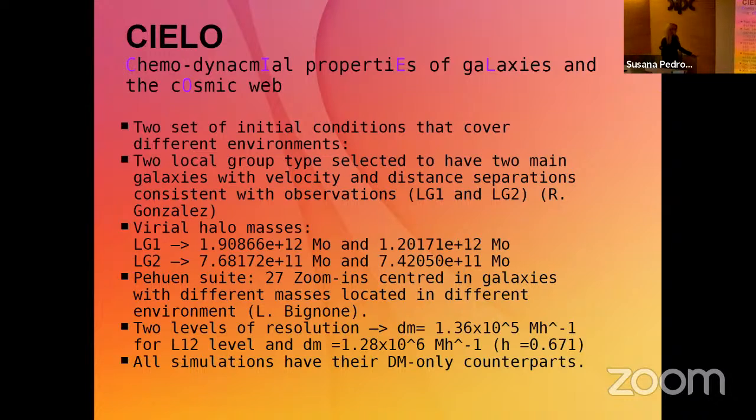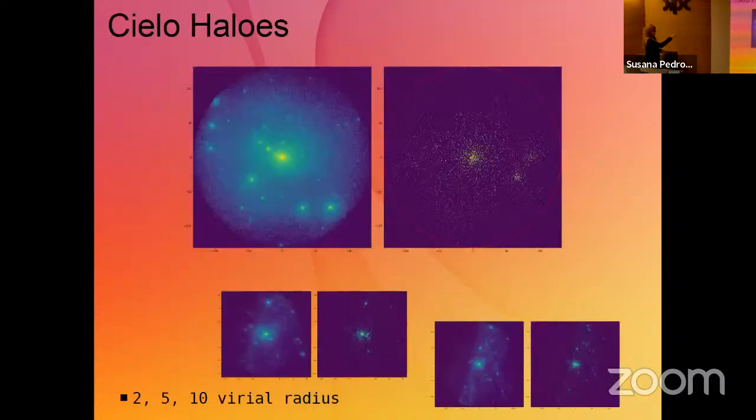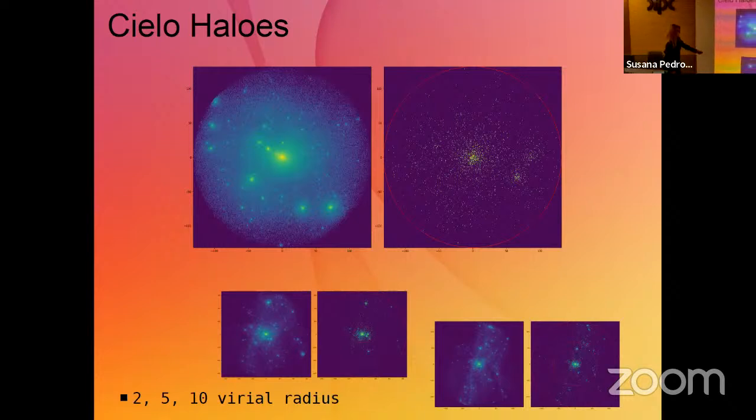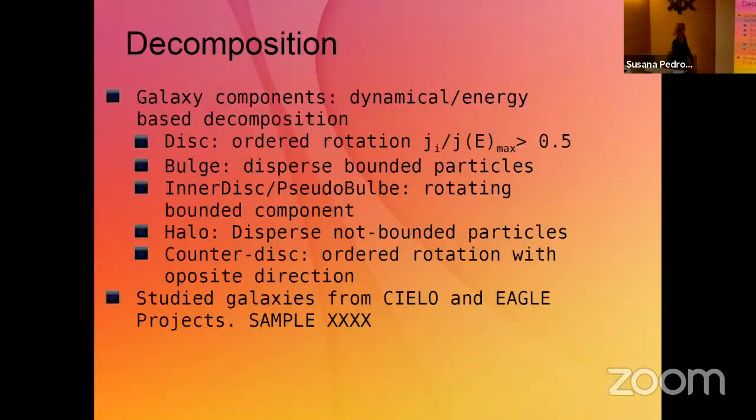In this case, we have 2 levels of resolution: 10 to the 5, let's say the high resolution ones, and 10 to the 6 in dark matter, the intermediate resolution one. And all the simulations have a dark matter only counterpart. This is just to show one of the halos of CIELO at different virial radii, 2, 5, and 10 virial radii, just to show you how they look.